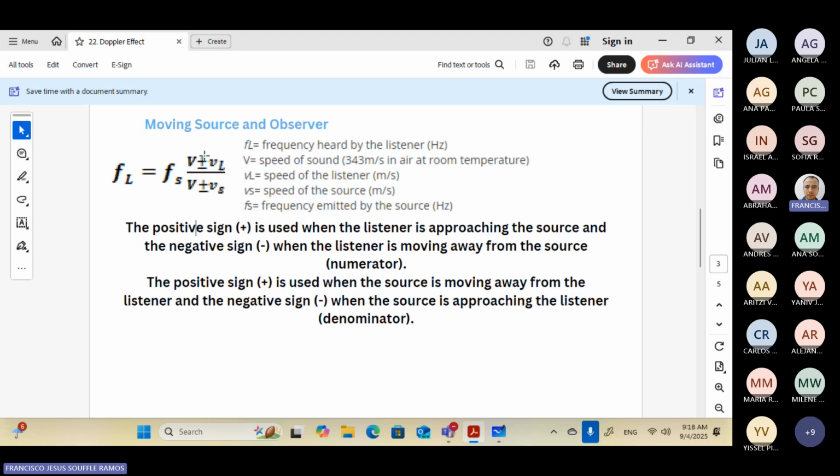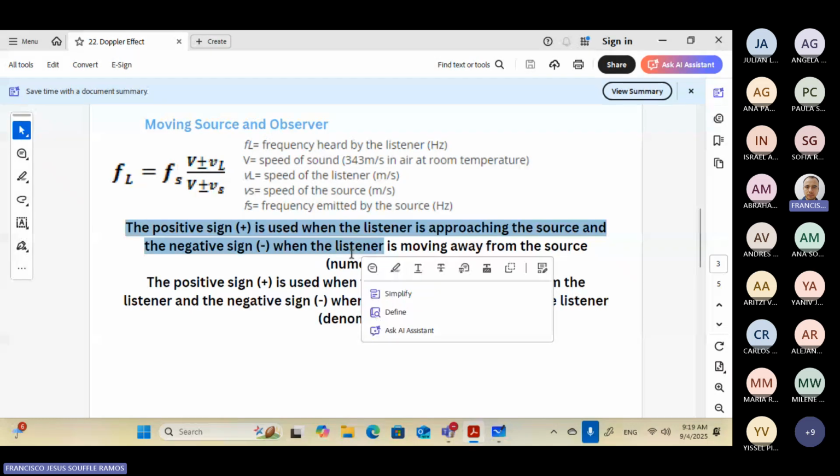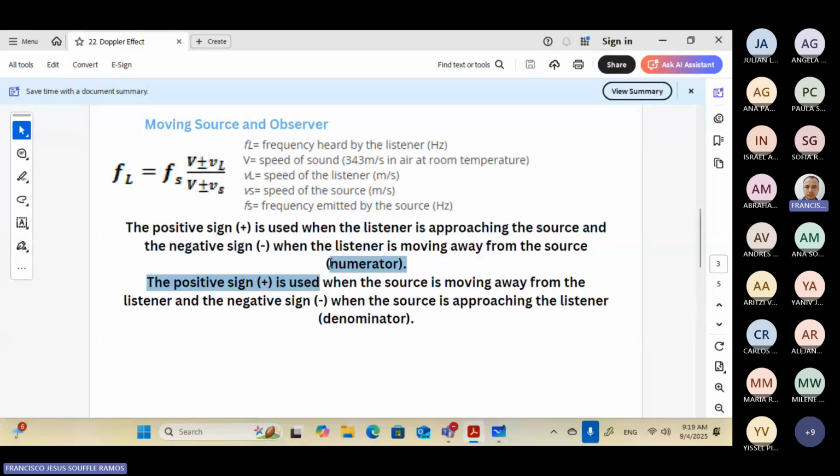So we have a lot of information that we need, right? But again, everything should be in meters per second. That velocity should be meters per second. The frequency should be hertz, and that's all right there for the data, let's say. But now for the positive and negative signs, you need to read right here. You can see right here at the bottom, it says numerator.